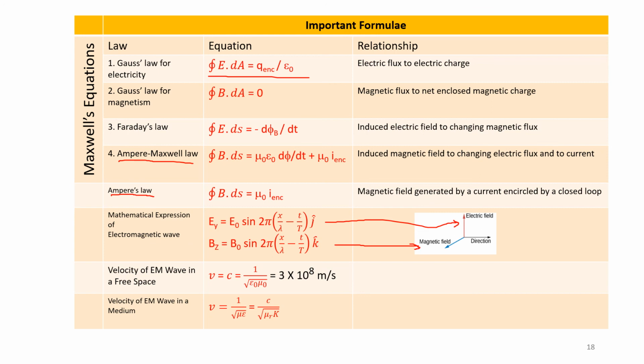V is equal to c equals 1 over square root of epsilon naught mu naught, that is 3 into 10 to the power of 8 meters per second. Velocity of an electromagnetic wave in a medium is V equals 1 over square root of mu epsilon, that is equal to c over square root of mu r epsilon r. With this, we conclude this part of the discussions on electromagnetic waves. Thank you.